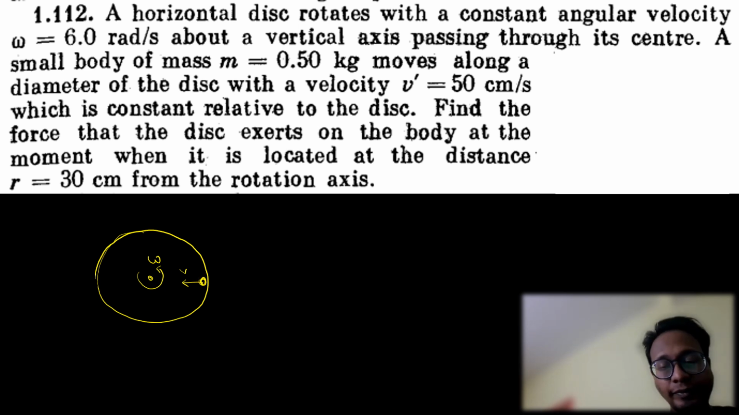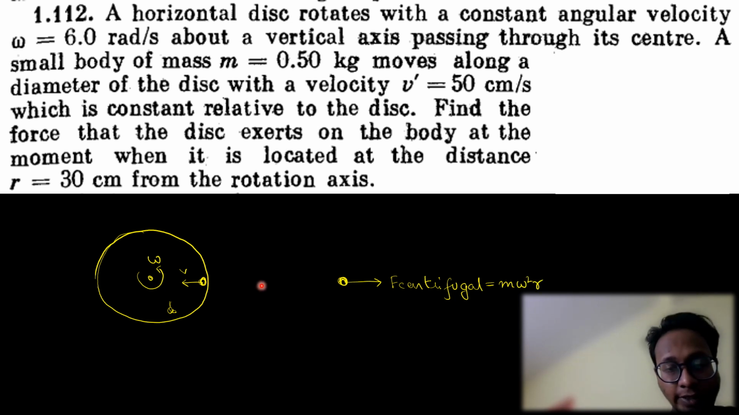So if we change our frame of reference to the disc, from the frame of reference of the disc, there are basically two forces. One is centrifugal and the other is Coriolis. See, the centrifugal force m omega square r would be directly opposite to the direction of rotation. If the body is rotating this side, the centrifugal force would be acting this side.